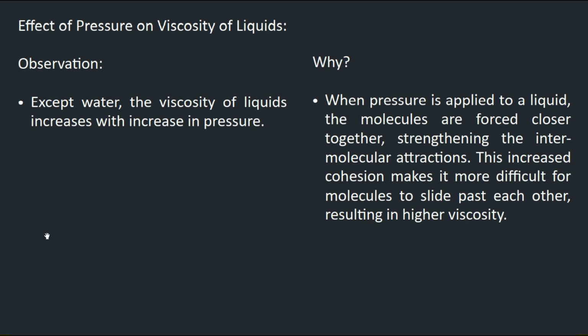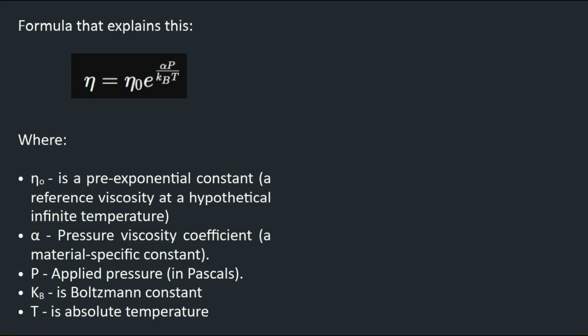When pressure is applied to a liquid, the molecules are forced close together, strengthening the intermolecular attraction. Does it make sense? This increased cohesion makes it more difficult for the molecules to slide past each other, resulting in higher viscosity. Again, go back to the origin of viscosity and interlink all of this. You'll be able to understand. See, pressure and temperature and all of this are interconnected, and that interconnected aspect will be studied in the next chapter. So I have a formula for you guys. Please open your eyes. Have a look at it.